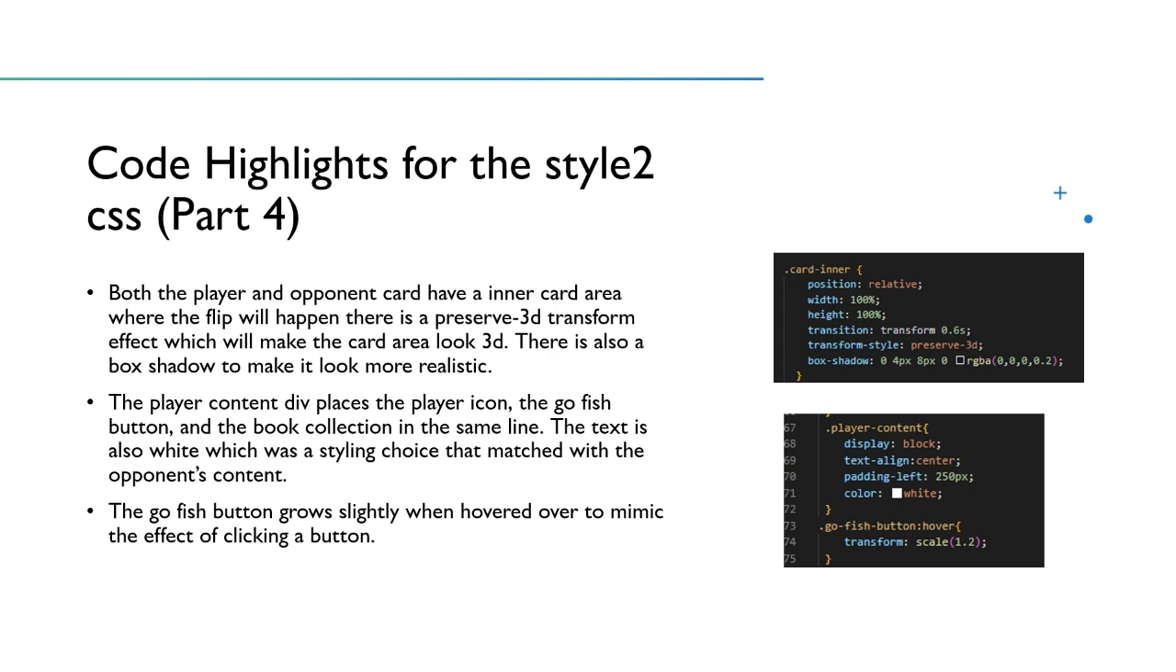The player content div places the player icon, the Go Fish button, and the book collection in the same line. The text is also white, which was a styling choice that matched with the content, the opponent's content. The Go Fish button grows slightly when hovered over to mimic the effect of clicking a button.